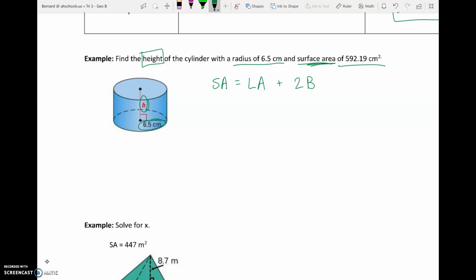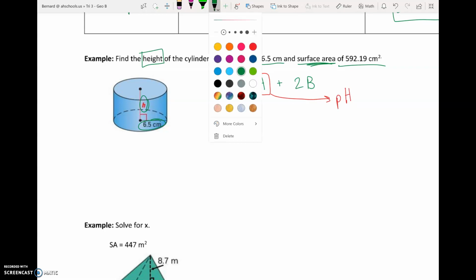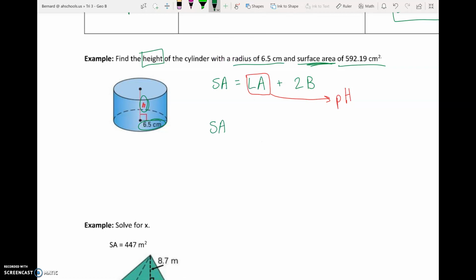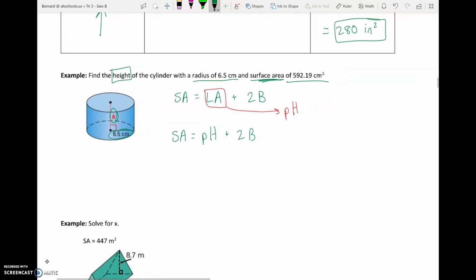So a couple things here. Number one, remember lateral area also has its own kind of formula. Lateral area is perimeter times height. So first, we can rewrite this surface area equation as surface area equals perimeter times height plus 2B. Now, we can figure out perimeter. This is the h that we want to solve for. And we can also figure out big B. So let's do that on the side over here.